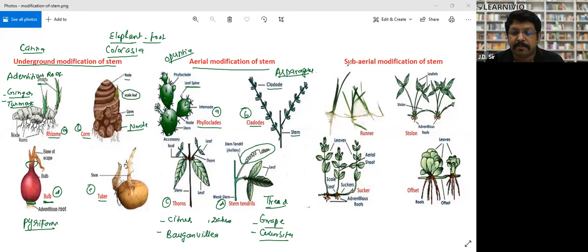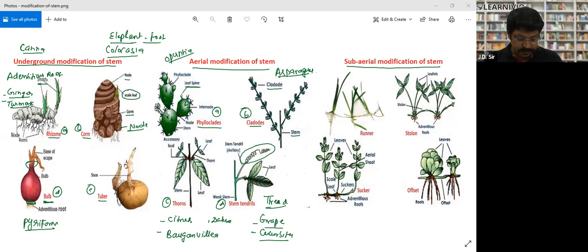Next, subaerial modification of stem. Subaerial means partially above the ground and partially below the ground. They run horizontally on the ground, so they are called subaerial. The third heading is subaerial modification of stem. The first subaerial modification is the runner. Please start noting down runner. Runner is like doob grass.